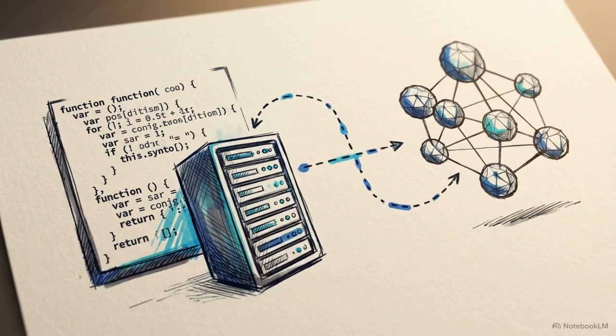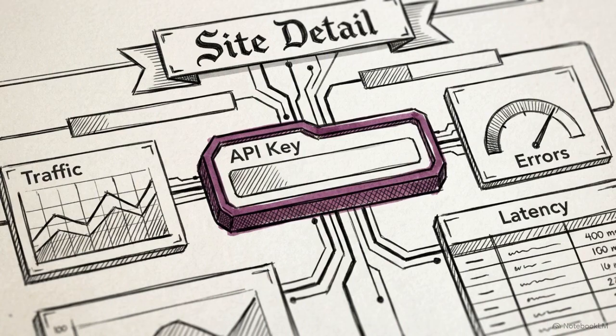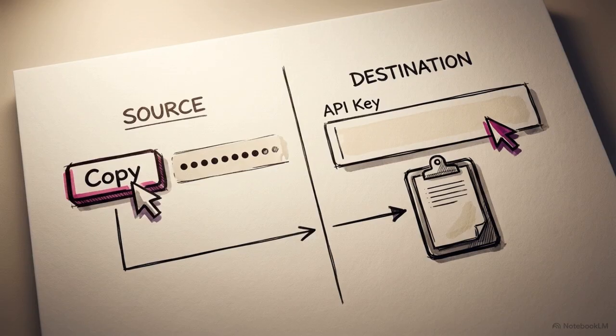To complete the protocol, you must send instructions back to your site. In your SaaS dashboard, open the Site Detail panel and find your API key. Copy this key and move it from the SaaS dashboard to your WordPress settings.